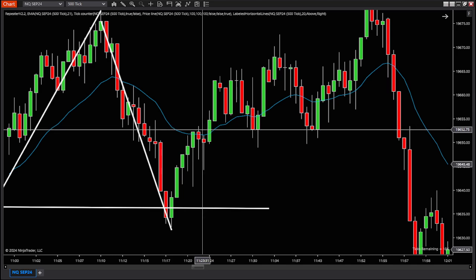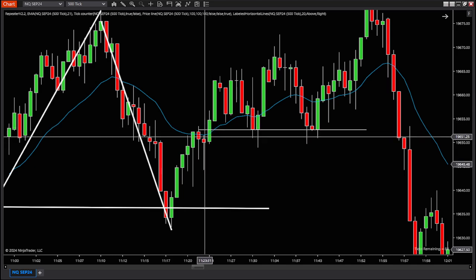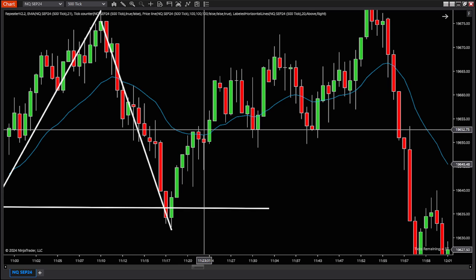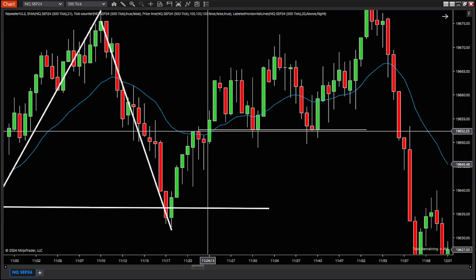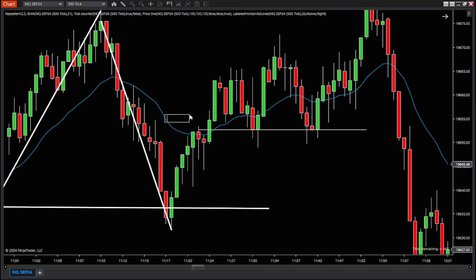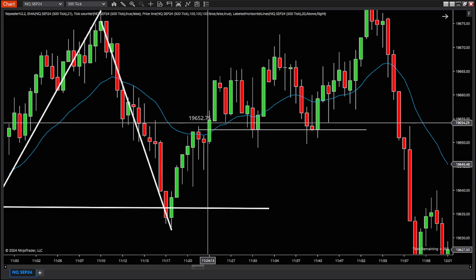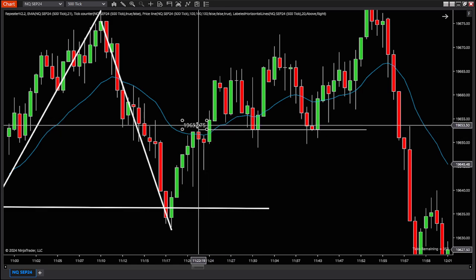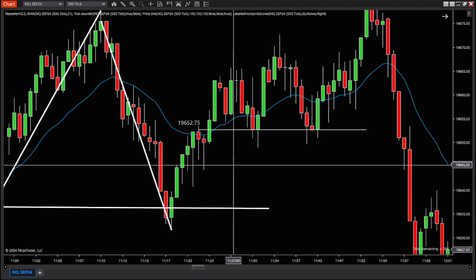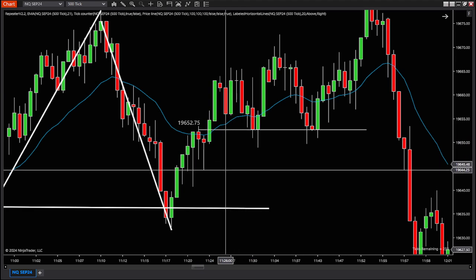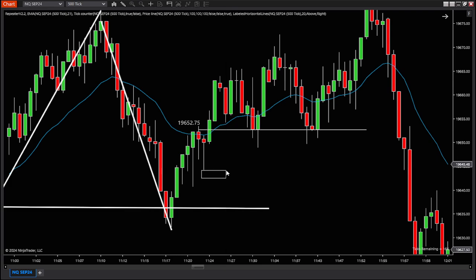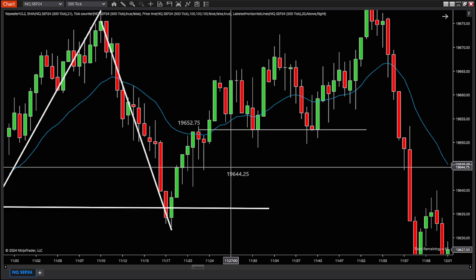The next candle, we wick all the way down. Our entry is at 19,652.75. So we'll put entry at 19,652.75. That's our entry right here. It wicks down all the way to 19,644.25. So the low, 19,644.25. We wick down to that.